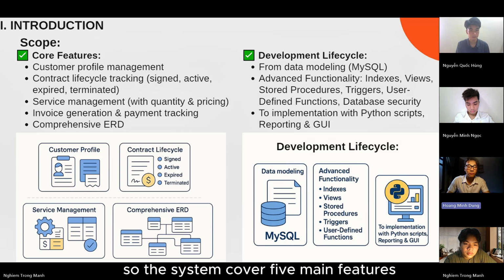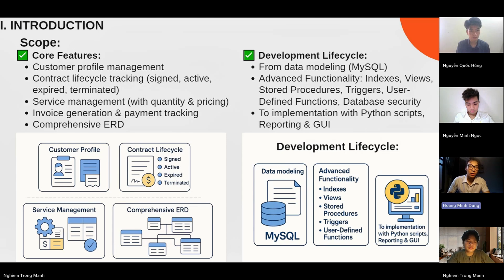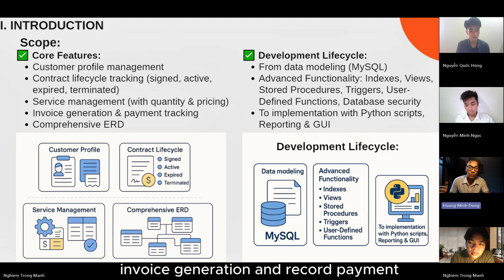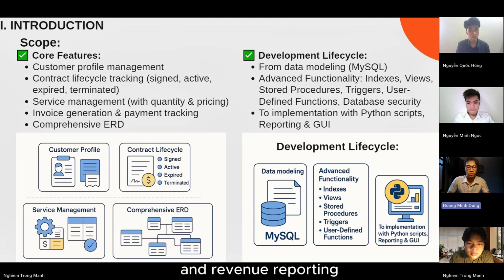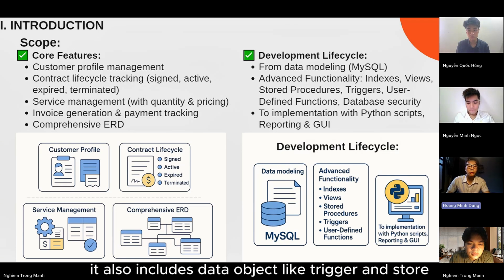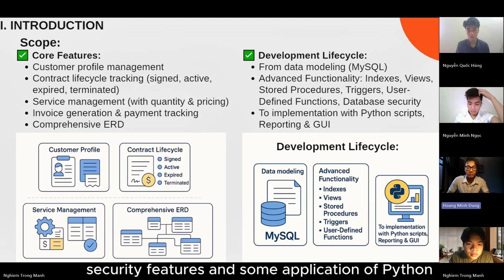The system covers 5 main features: customer profile, contract status tracking, service and pricing detail, invoice generation and recording payment, and revenue reporting. It also includes data objects like triggers and stored procedures, security features, and some applications of Python.